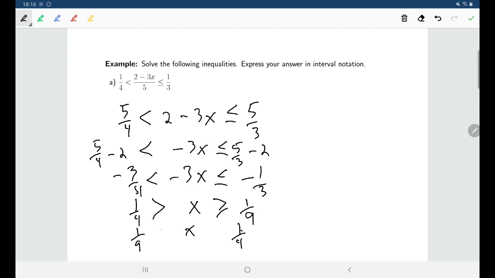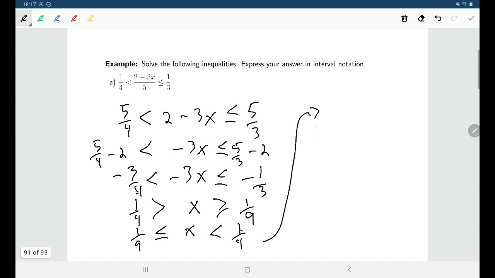So that means 1/9 is less than or equal to x, which is less than 1/4. Remember that if we decide to switch who's on the left side and who's on the right side of our inequalities, the inequalities will switch their order along with them. So x being greater than or equal to 1/9 is the same thing as saying that 1/9 is less than or equal to x. Similarly, saying 1/4 is greater than x is the same thing as saying x is less than 1/4. So now I have everything.